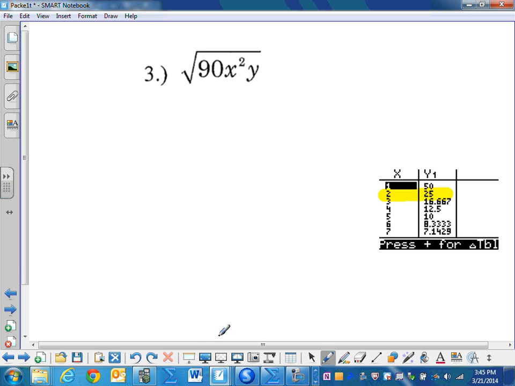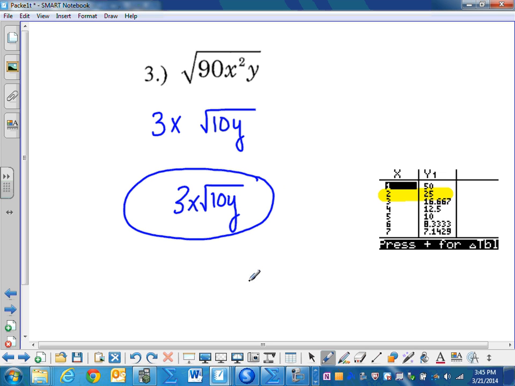The square root of 90 x squared y. We need to simplify this. First, we're going to simplify the number 90, then the x, and then the y. So the square root of 90 can be written, as we just saw, as 3 square roots of 10. We're looking at the x now. It's an x squared. The square root of x squared is x. The square root of y is the square root of y. So 3x times the square root of 10y is the simplified version.